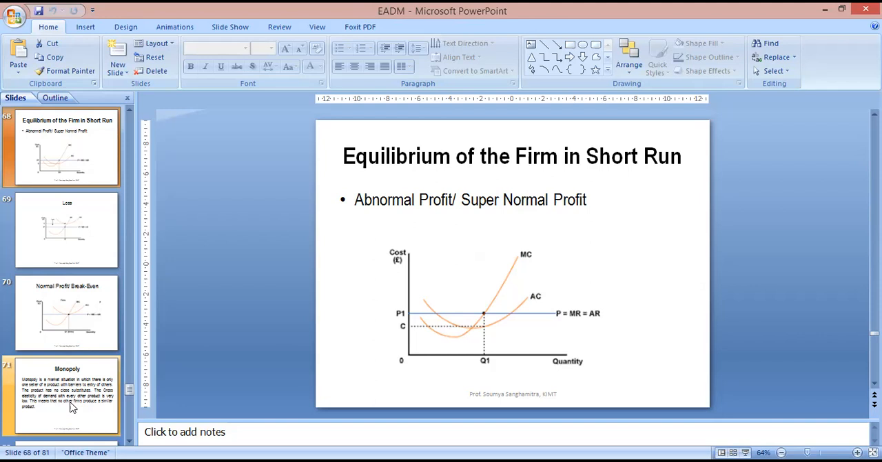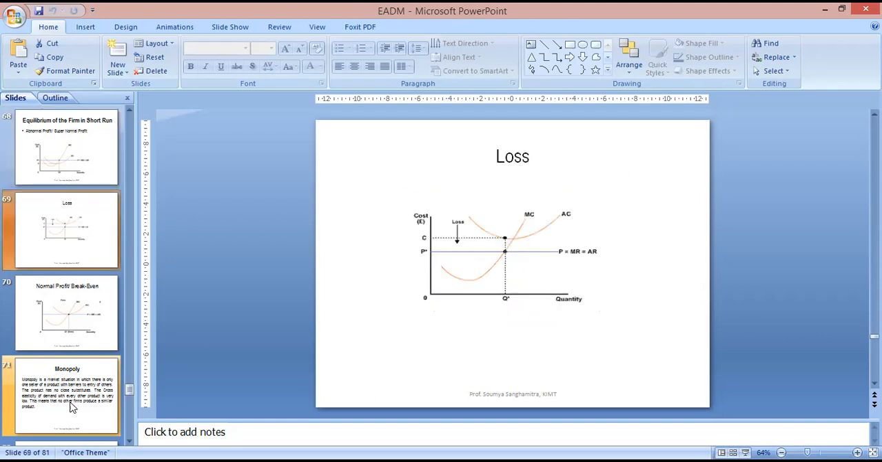Then is loss. At equilibrium, the output of a firm may suffer loss. It is because of the fact that a part of the fixed cost may not be recovered in the short run. In spite of these losses, the firm should decide to produce so long as it is able to recover the average variable cost.